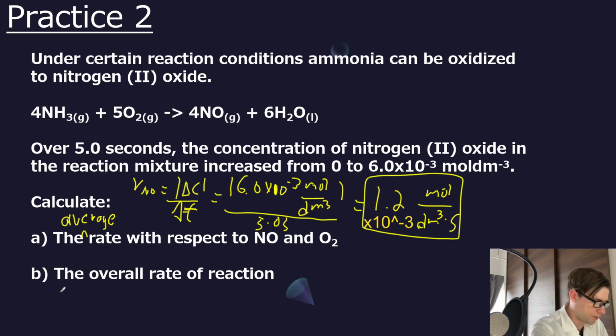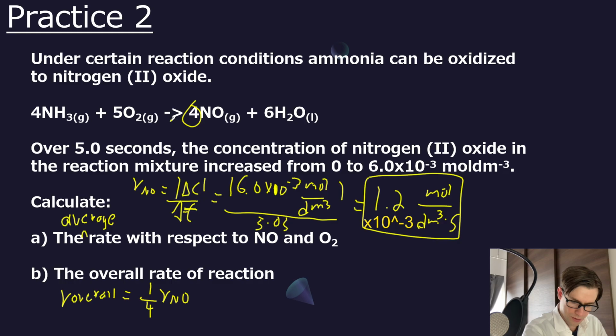So part B, the overall rate will be equal to 1/4 the rate with respect to NO, because NO's stoichiometric coefficient is 4. And why are we doing this? Well, the overall rate will also be equal to 1 over 5 the rate of O2. So that's what we'll use later on to find the rate with respect to O2.